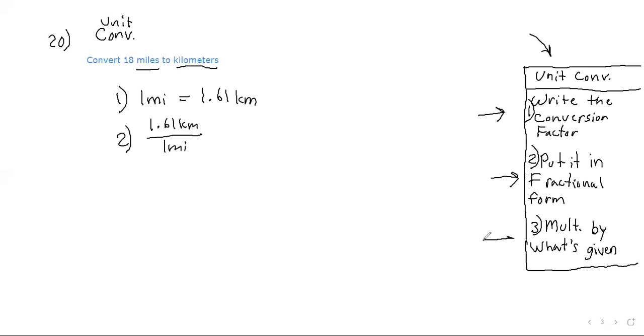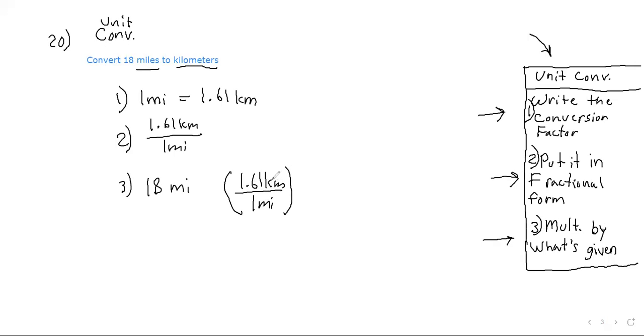Last and final step, we simply multiply what we got in step two by what's given. So what's given in the problem? It says convert 18 miles. 18 miles is what's given. So we're going to multiply that 18 miles by our conversion factor from step two. And here you see we have our equation. All we have to do is solve this now.